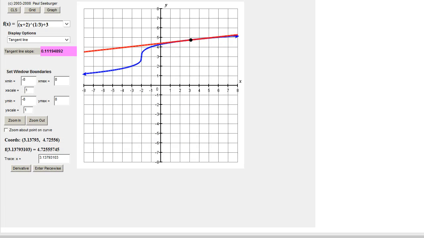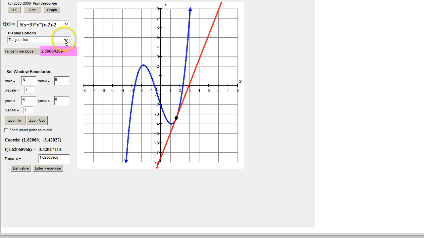Now, let's look at the situation graphically. So we can see here, using Paul Seeberger's applet, that we have a relative max nearby x = -2. It's not right at -2, and also near x equals 1. Now, the first derivative test is going to say that the function's derivative should be going from positive to negative.